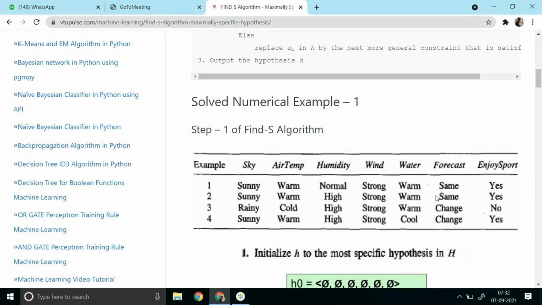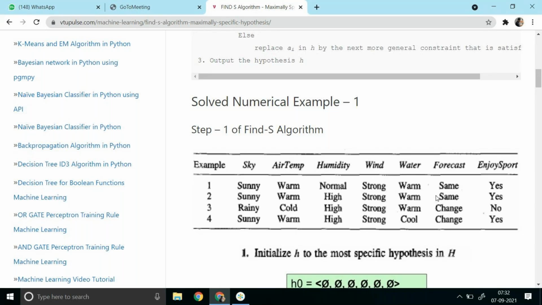Which means the first parameter has to be sunny. The second parameter has to be warm, so air temperature should be warm. Humidity can be anything, it can be a question mark. Wind can be normal or high, anything is fine. Wind should always be strong. Water can be anything, and forecast can be anything.